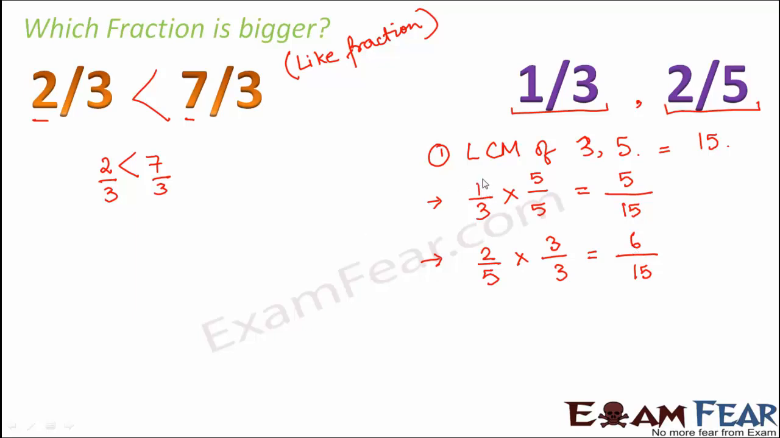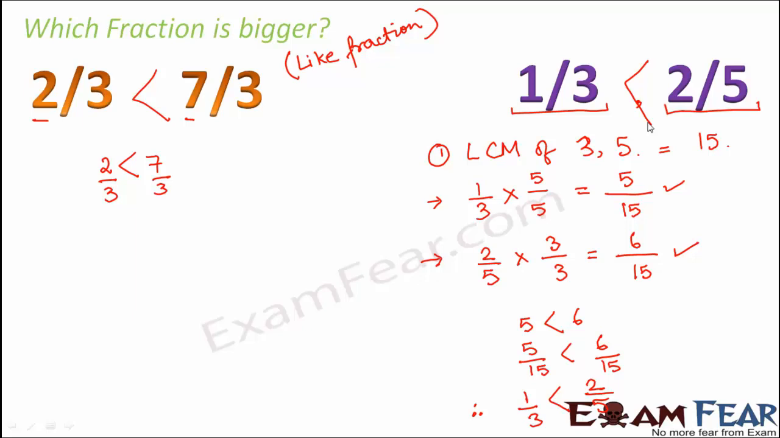So you see here, 1 by 3 and 5 by 15 are equivalent fractions because they represent the same value. Similarly, 2 by 5 and 6 by 15 are also equivalent fractions because they represent the same value. Now it is very easy to compare these two values because you have the same denominator, and in the numerator 5 is less than 6. Therefore 5 by 15 is less than 6 by 15, and therefore 1 by 3 is less than 2 by 5. So we can say 1 by 3 is less than 2 by 5. In this way, we can compare two fractions.